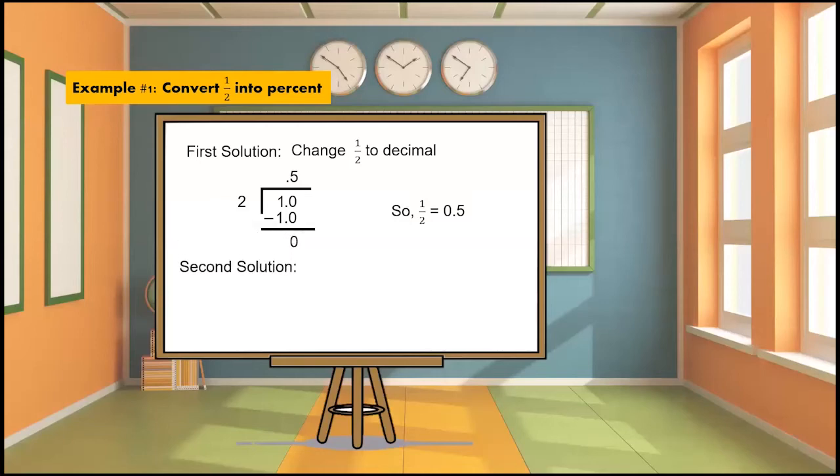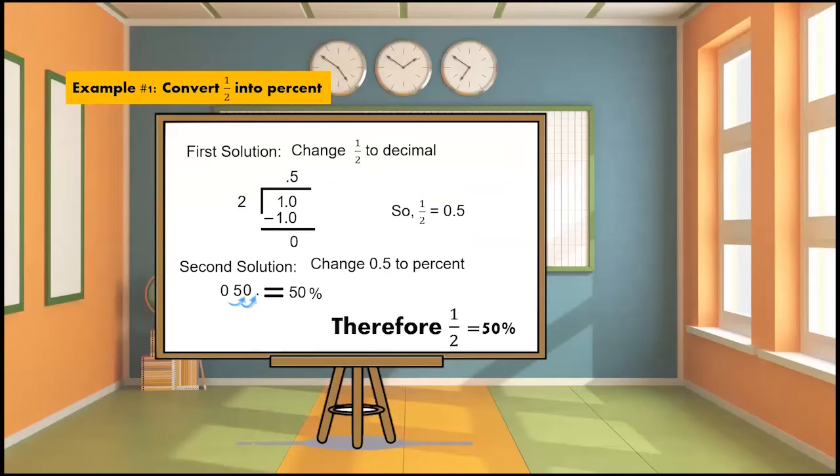Now, for our second solution, since we have 5/10, we will change it into percent. How? We will just move the decimal point 2 places to the right. Our given is 0.5 or 5/10, so let's count 2 places to the right. We have 1, 2, then put 0 and affix the percent sign. So therefore, 0.5 is equal to 50%. Now we can conclude that 1/2 is equal to 50%.